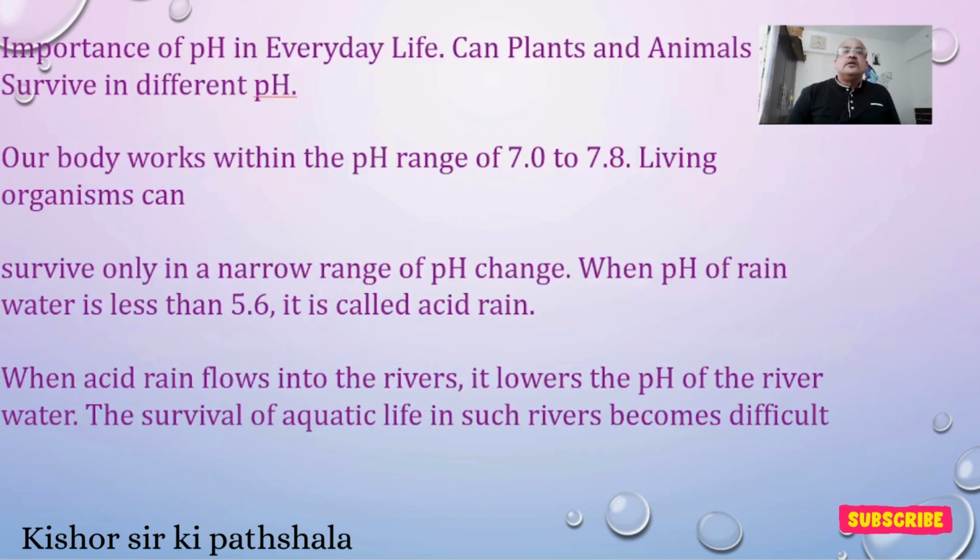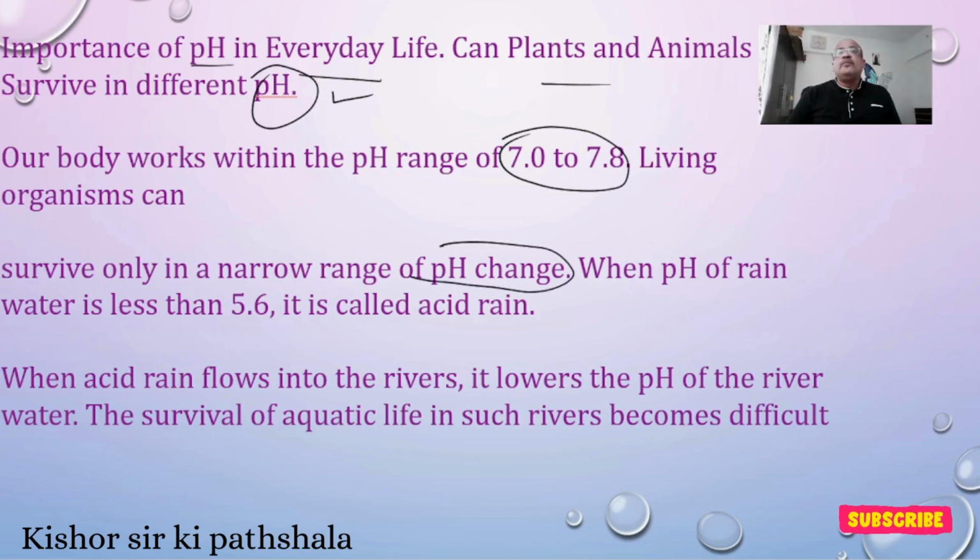Now let's see the importance of pH in our everyday life. Can plants and animals survive in different pH? Let's see. Our body works within a pH range of 7 to 7.8. Living organisms can survive only in a very narrow pH change. Our pH is 7 to 7.8. In the same way, different animals have a very narrow range of pH.